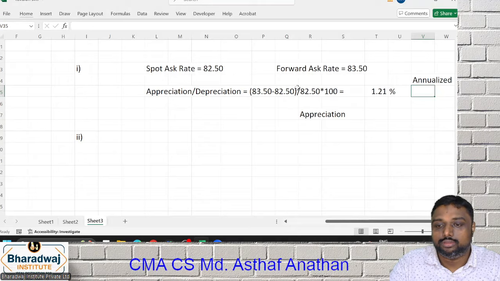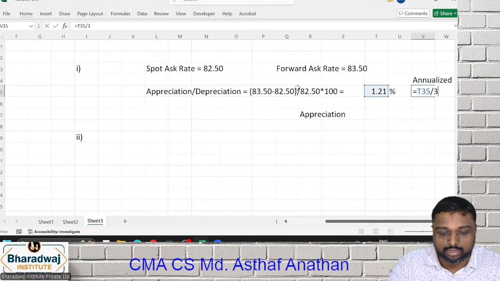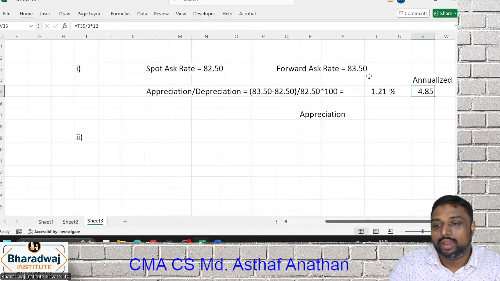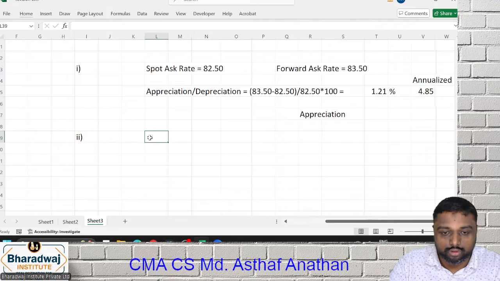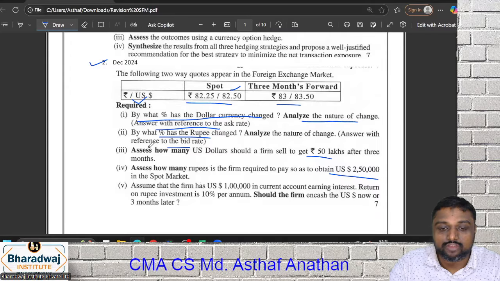This is for 3 months. So what can we do? What will it be for 12 months? You can show that way also, friends. Now we can go for appreciation of the rupee. Rupee is very important. They ask with reference to bid rate.